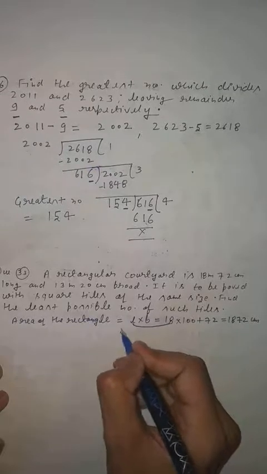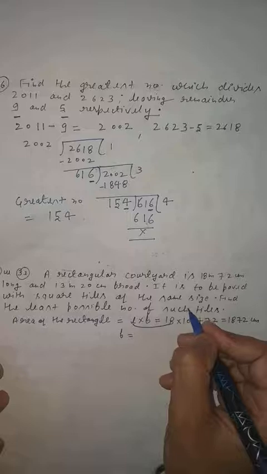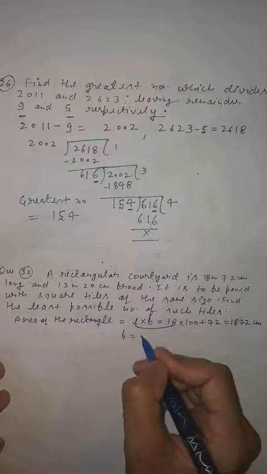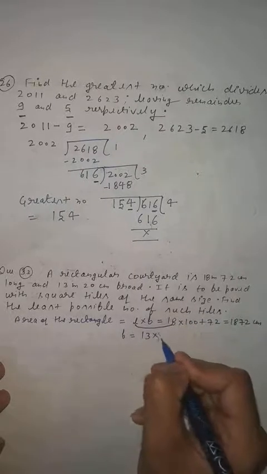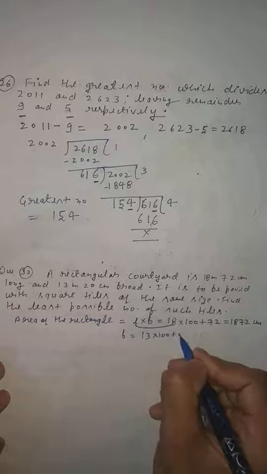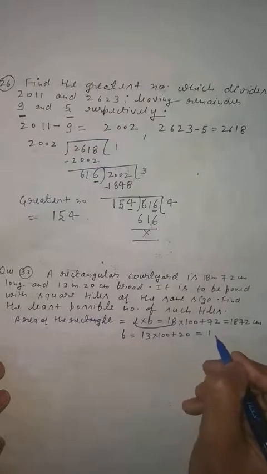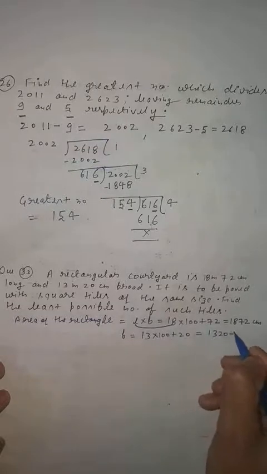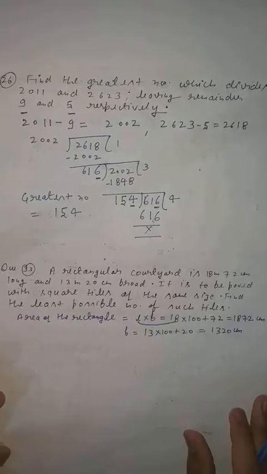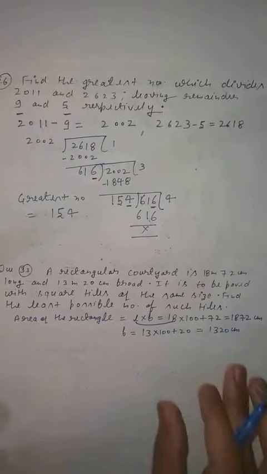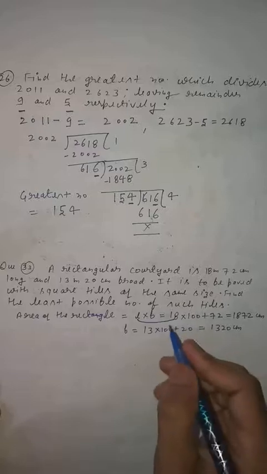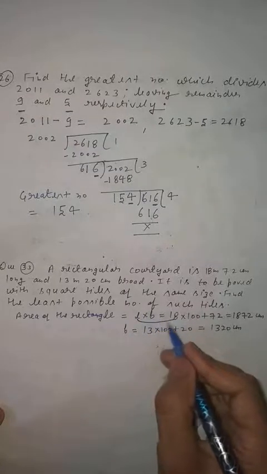Your breadth is 13 meter, that is 13 multiplied by 100 plus 20. So this will come 1320 centimeter. Now this is about the area of the rectangle. By multiplying you can find out. Here I am not finding out the area yet, I only retain the length and breadth.